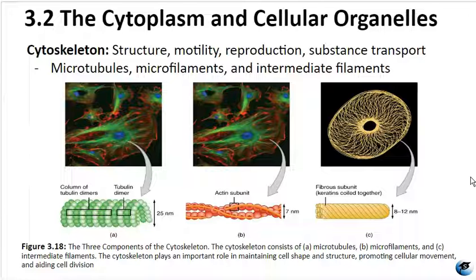Microtubules are hollow tubes made from tubulin protein. They're about 25 nanometers in diameter and form a rigid internal skeleton that acts as tracks for intracellular transport. Microtubules are essential for ciliary and flagellar movement, and they form the mitotic spindle during cell division.